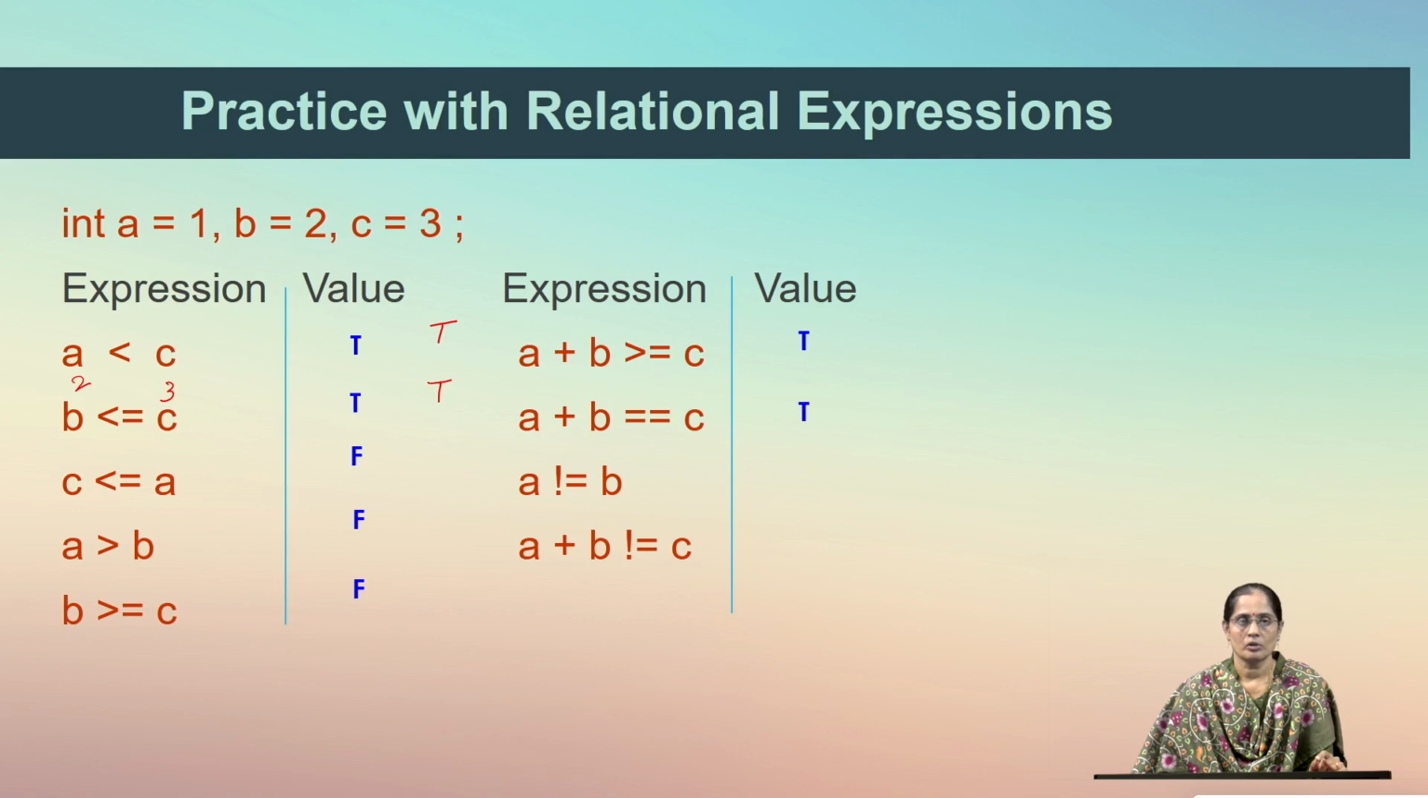Then a not equal to b. Of course, a is not equal to b, so the output in this case is also true. The last one is a plus b not equal to c. If you evaluate a plus b, it is 3, which is not not equal to 3. So this is not true, hence the result is false.